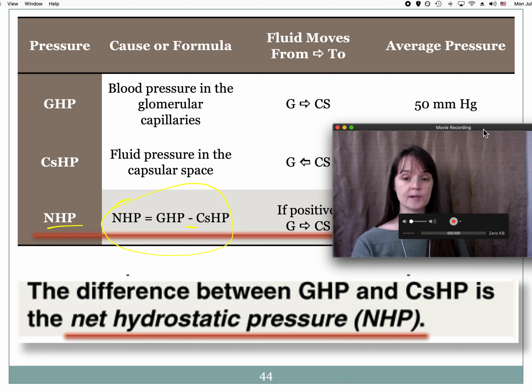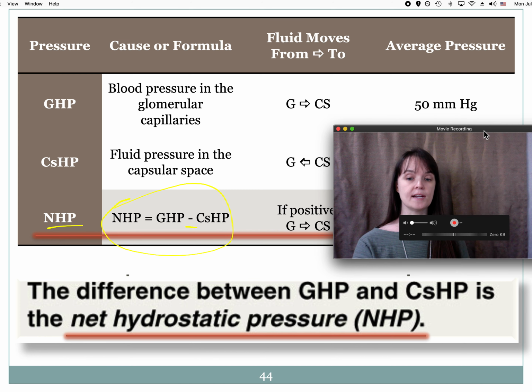The difference between glomerular hydrostatic pressure and capsular hydrostatic pressure is net hydrostatic pressure. Yeah, I just said that. Thanks.